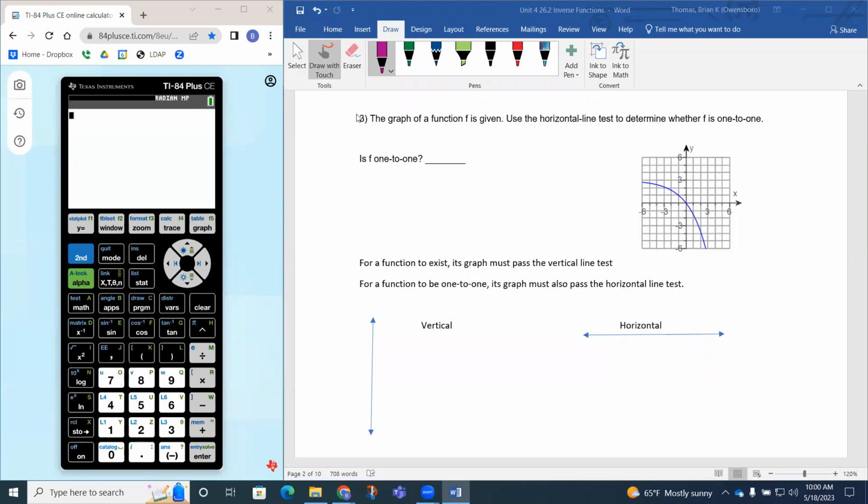So question 3 says the graph of a function is given. Use the horizontal line test to determine whether a function is a one-to-one function. So remember, a function exists if it passes the vertical line test.